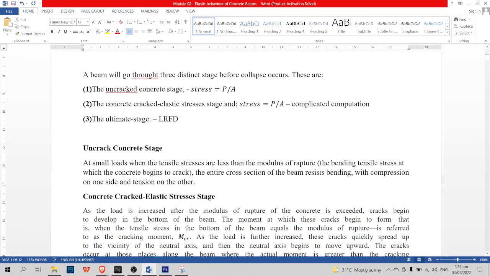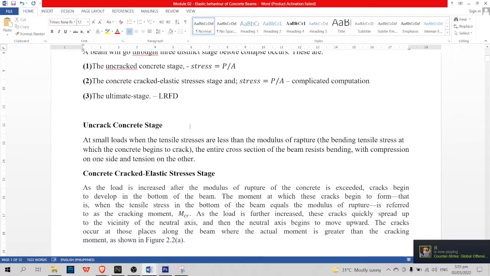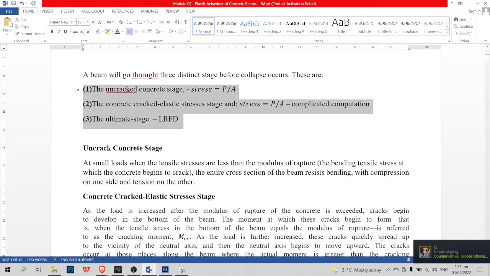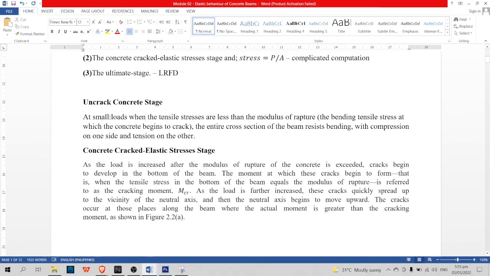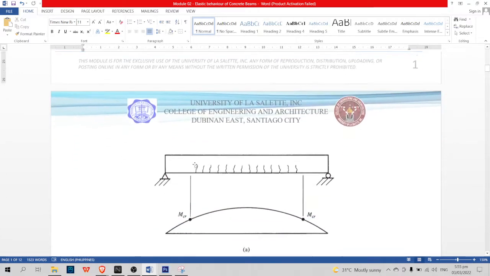Okay, so let's read through the descriptions of these stages. Think of these three as stages of the concrete. Okay, we have the uncracked. At small loads, when tensile stresses are less than the modulus of rupture, the entire cross section of the beam resists bending with compression on the one side and tension on the other side. So, sige. Ituloy lang natin. Then the cracked concrete elastic stress stage, as load increases in the beam. So, saglit. May figure ako dito.